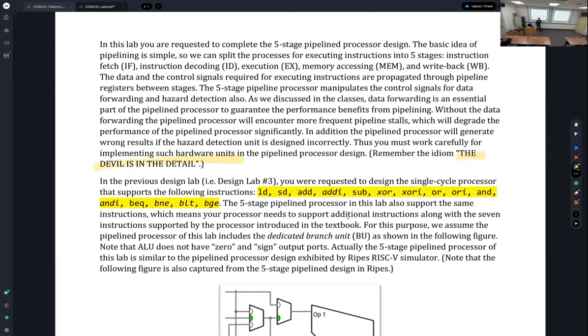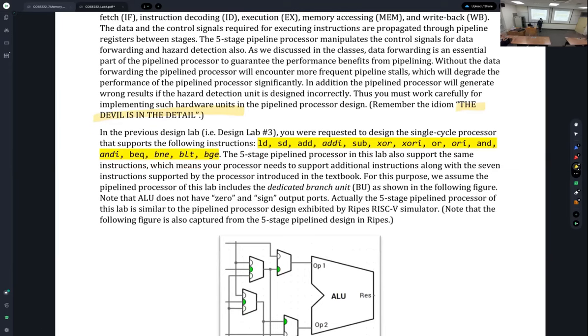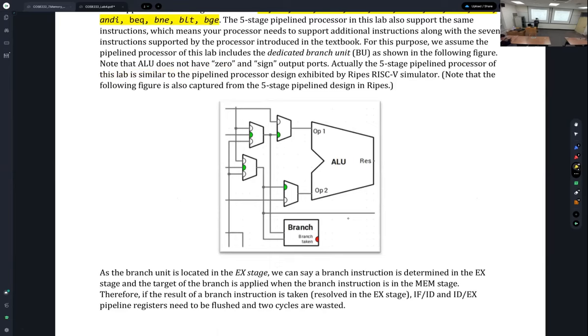As I explained, the basic idea of pipelining is very simple. But in order to support the pipeline correctly in the processor architecture, we need to consider many things, such as hazard detection and data forwarding. I also explained exception handling, but you don't need to support exception handling in this design, okay? This pipeline architecture is a little bit different from the 5-stage pipeline architecture we learned during the class.